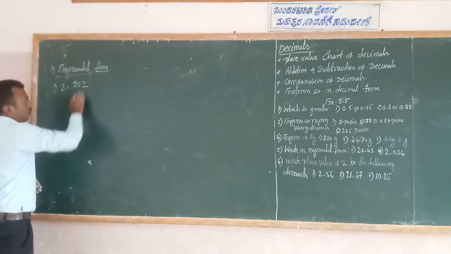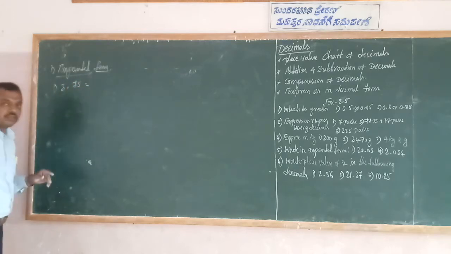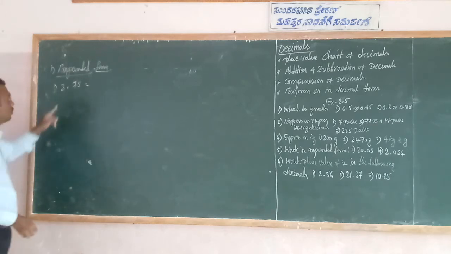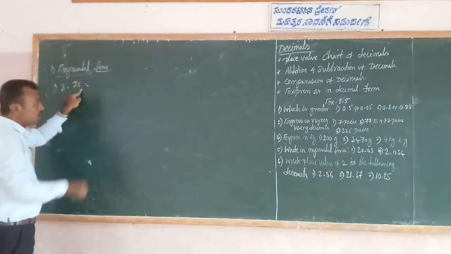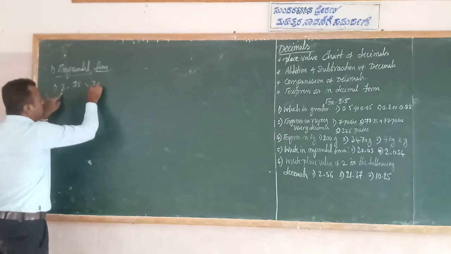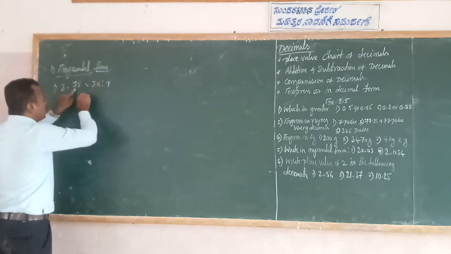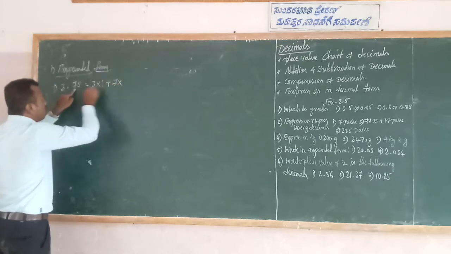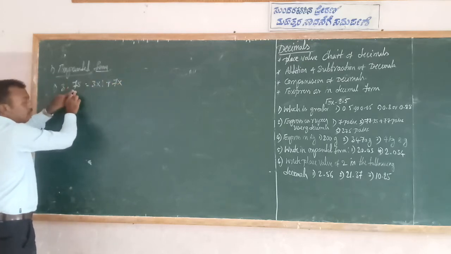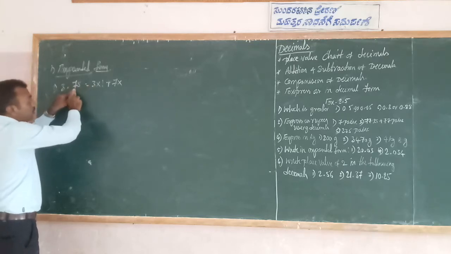Suppose 3.75 is there. Simple. I will give the smaller number first, afterwards the bigger number. So 3.75 is there. The 3 is in the ones place, so 3 into 1. Then plus. 7 is in which place? Tenths, first tenths, after that hundredths. So this is the tenths place.